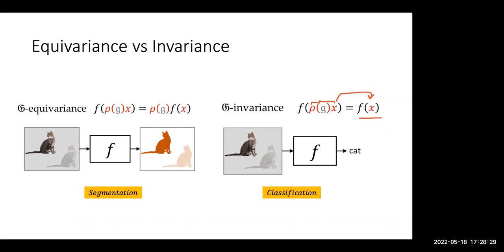No, not the feature map, the output. The feature maps are shifted. That's translation equivariance. And translation invariance is the final output of your CNN, that it's a cat. So whether you put in a shifted cat or a non-shifted cat, you want the output to be a cat.